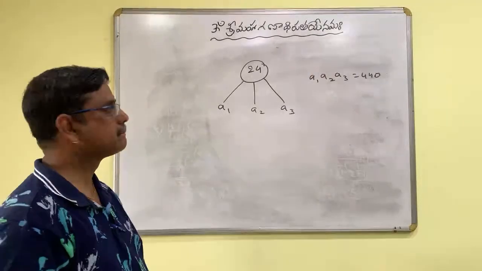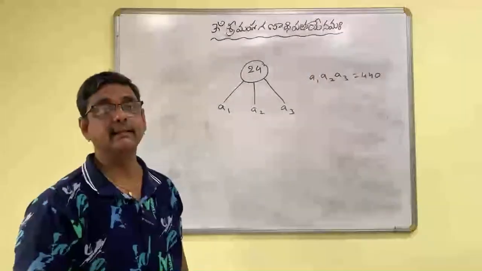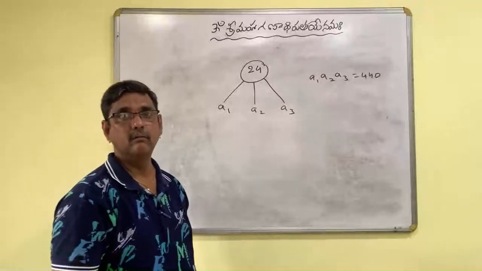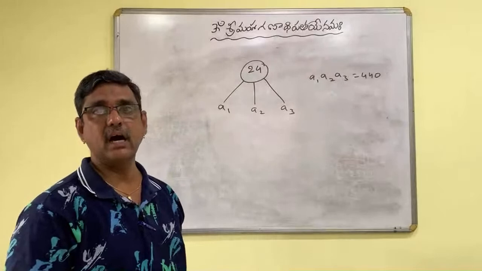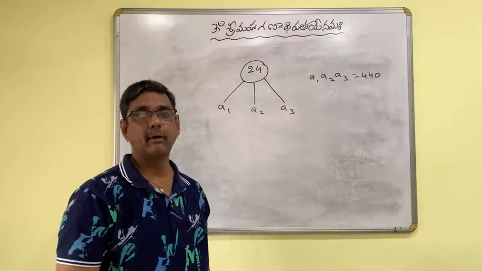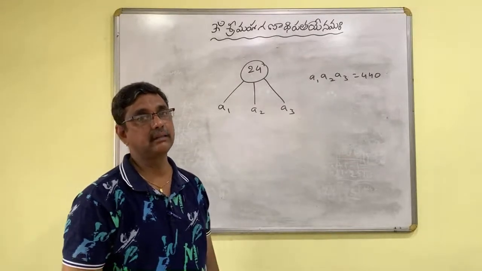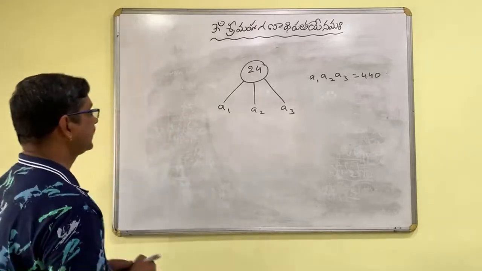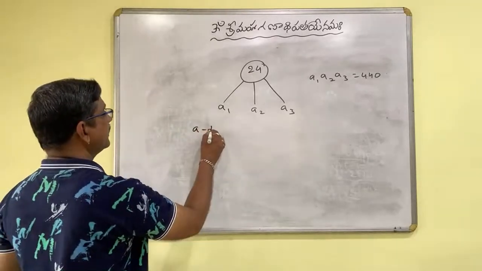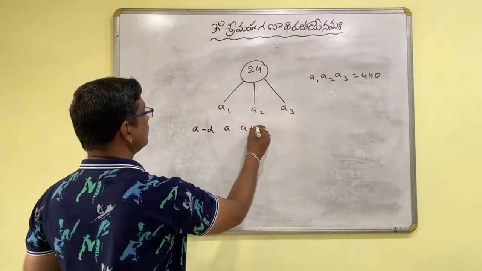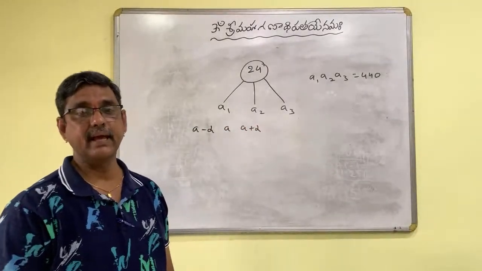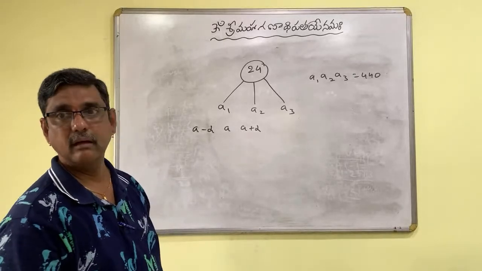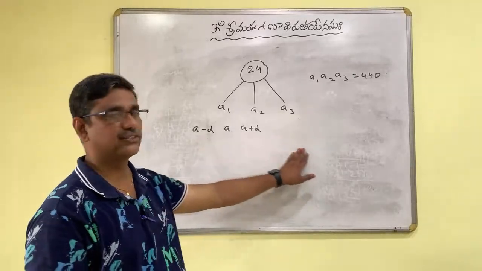Okay children, how to do this? నేను మీకు ఇందాకే చెప్పాను beginning లో. What I told you? Problems basing on 3 terms. You have to take 3 terms like this: A minus D, A, A plus D, because they are in AP. You need to take like this.